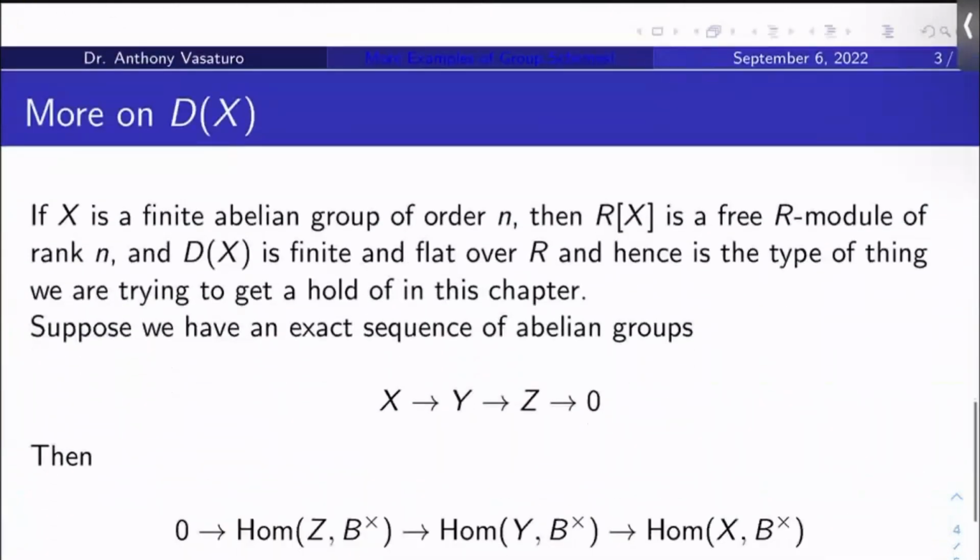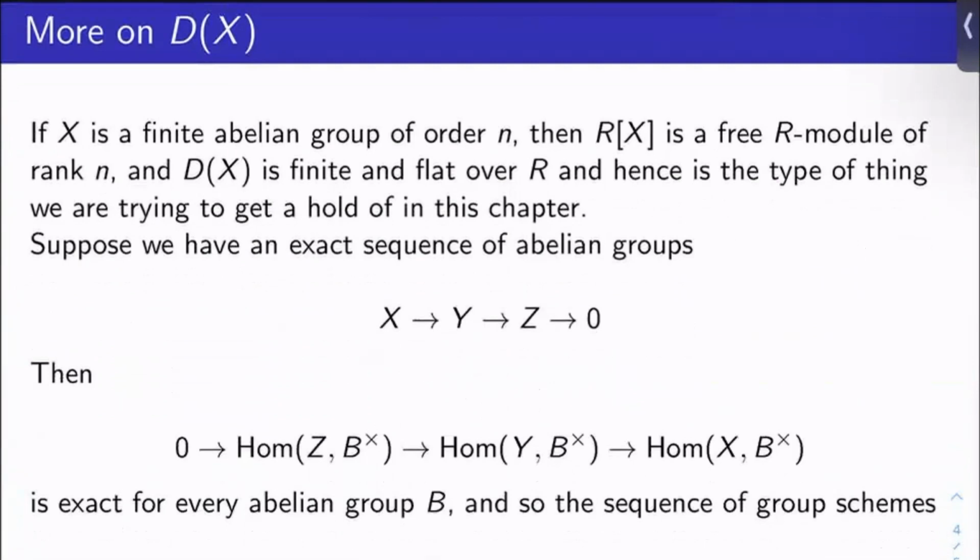And so a little bit more on D of X, because we're going to run into it again. If X is a finite abelian group now, and we specify its order as n, then R adjoin X is a free R module, of course, of rank n, and D of X is finite and flat over R. And so D of X is exactly the type of thing we're trying to get a hold of in this chapter, chapter 5 of my notes.